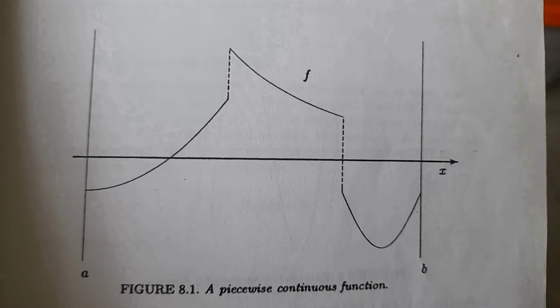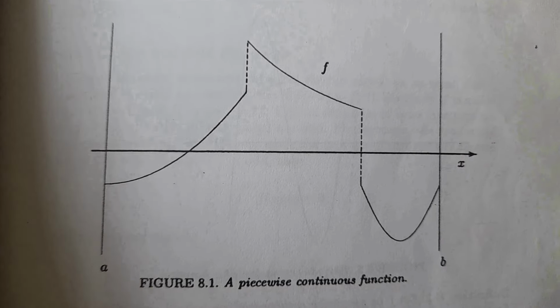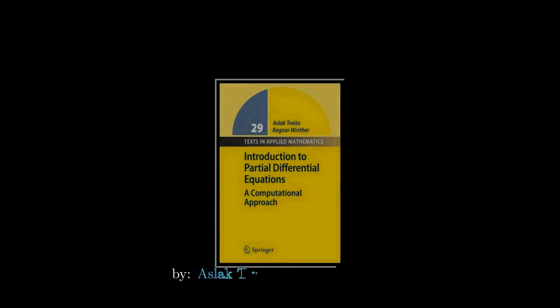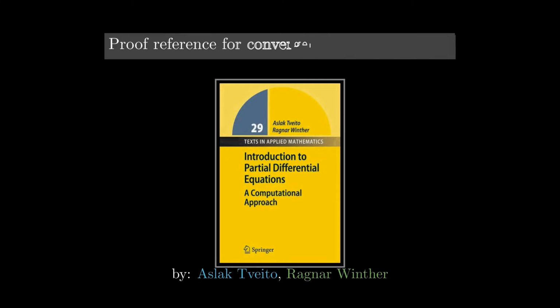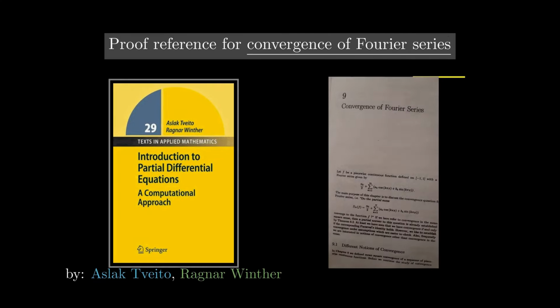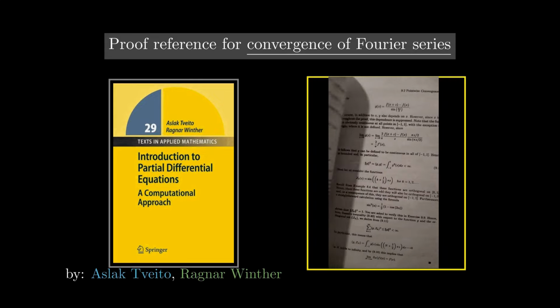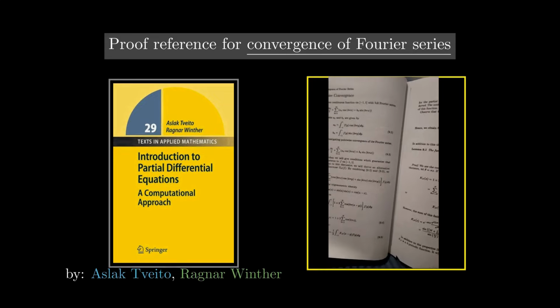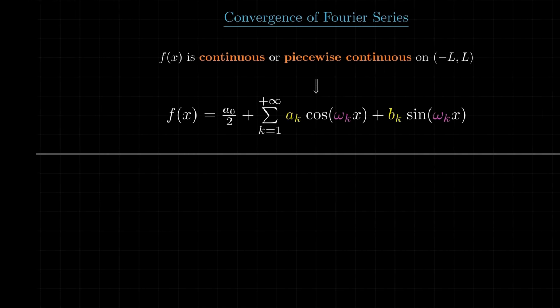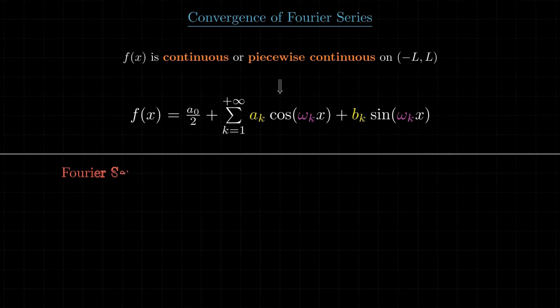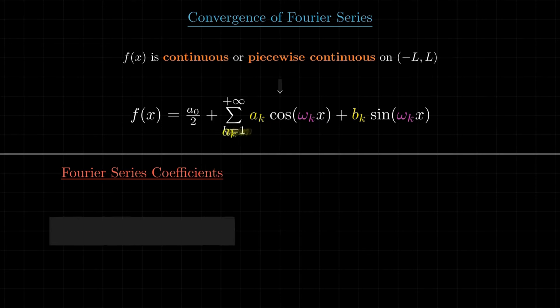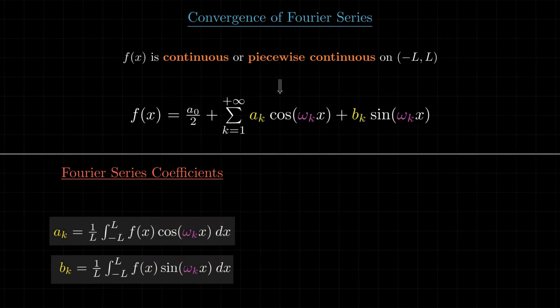Example of piecewise continuous function. The proof won't be discussed here, but the curious viewers may want to check this book for detailed and friendly proof. The coefficients or the amplitudes must follow these relations. Of course, the value of the coefficients depends on the function f(x).